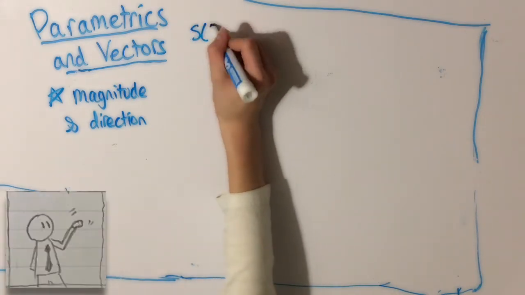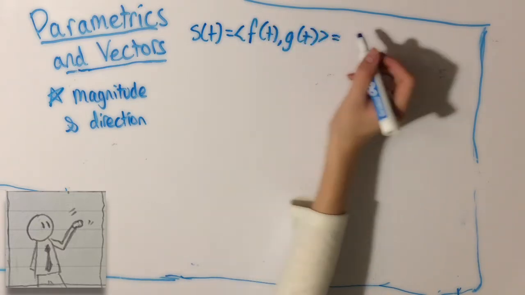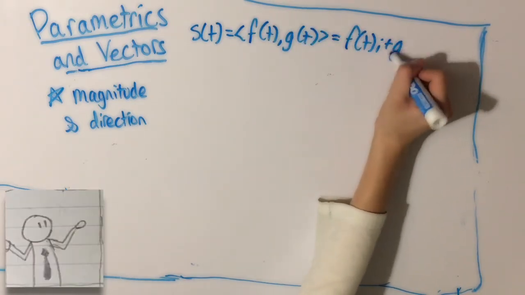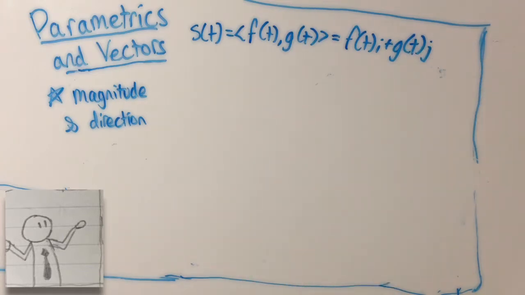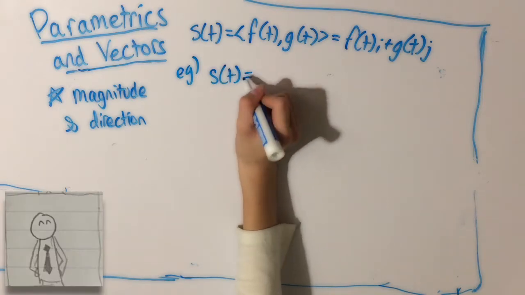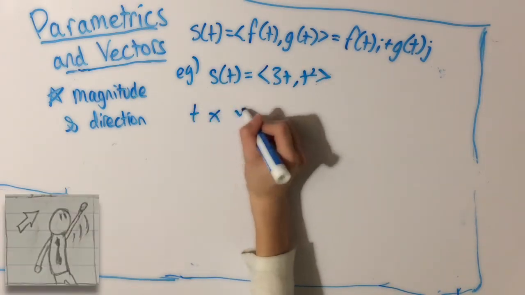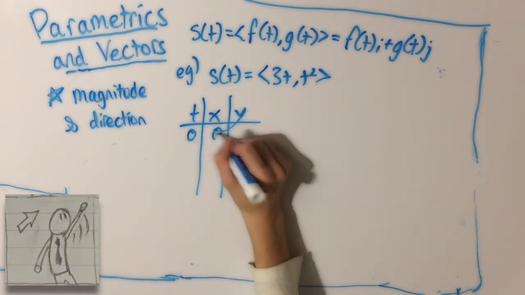s of t is equal to f of t comma g of t, or f of t i plus g of t j, where f of t is the function representing the x value at time t, and g of t is the function representing the y value. To illustrate, here's a really easy example. s of t is equal to 3t comma t squared.